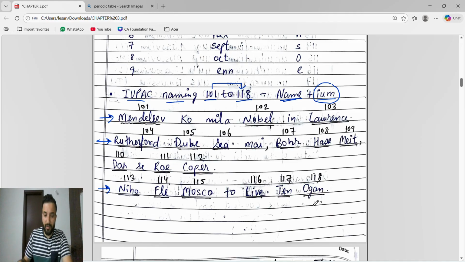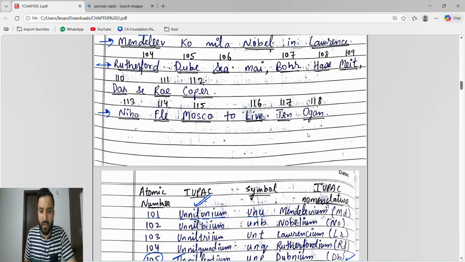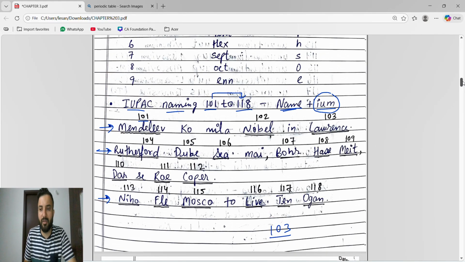Now guys, understand: whatever I underline, these are the names. Mendeleev, Nobel, Lawrence: these are the element names. So 101, Mendeleev, is Mendeleevium. Don't remember the full name. If they give the atomic number 103 and you have to write the name, 103 means Mendeleev, Nobel, Lawrence. 103 belongs to Lawrence.